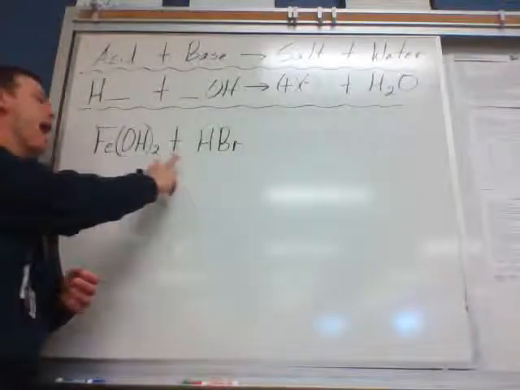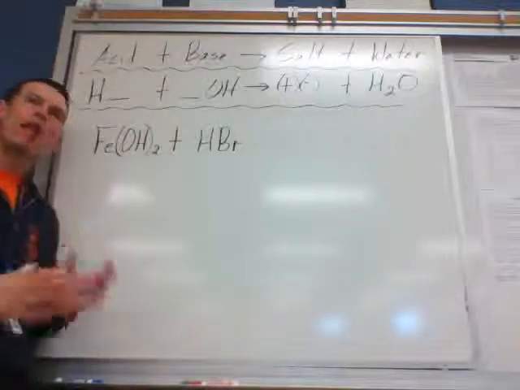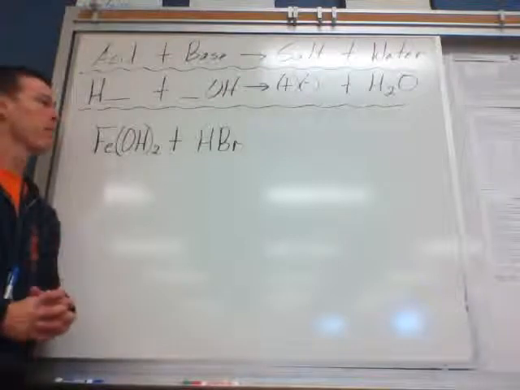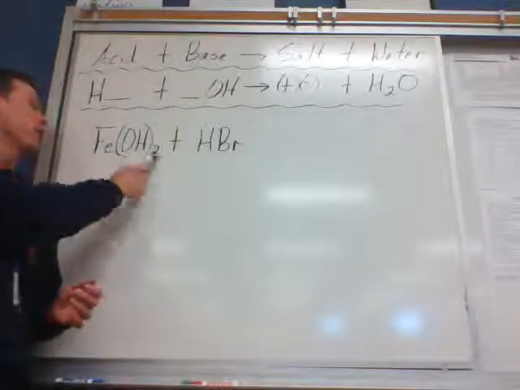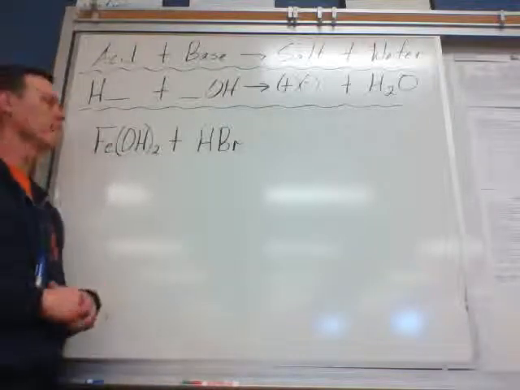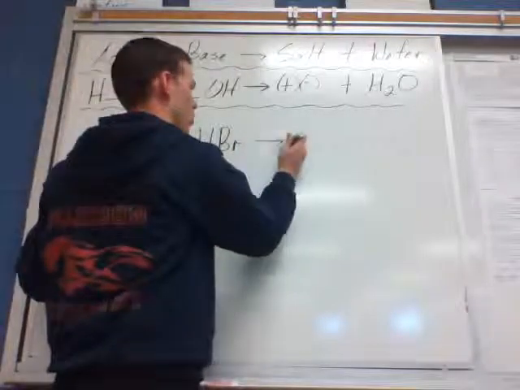Notice how the acid and the base are swapped on this one. The base comes first. That doesn't matter. So when you're classifying, make sure that you're aware of that. So it's neutralization. We've got iron 2 hydroxide. That's a base reacting with hydrobromic acid. And we want to know what the products are. We want to fill in those question marks.